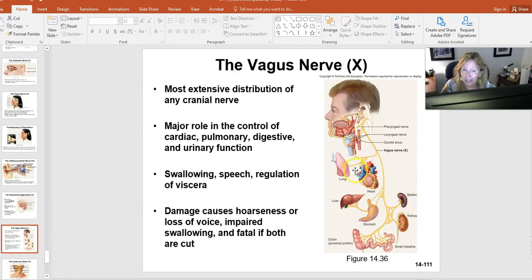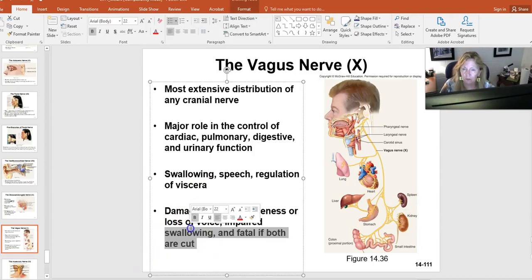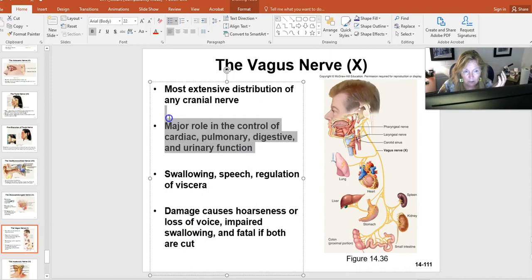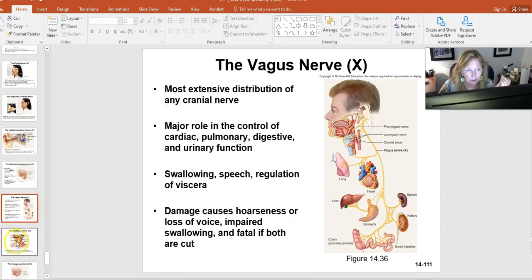It is innervating our heart, lungs, liver, stomach, all of the visceral organs. If both are cut or both are damaged, it's fatal. That's fatal. So this is the major role in all your vital organs. Vagus nerve, paravagus nerves.